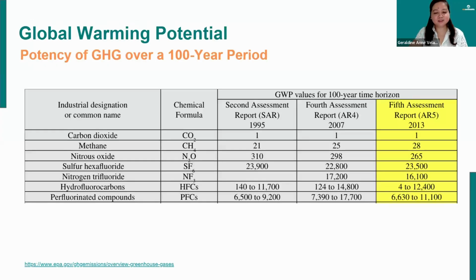All these seven gases are being tested and measured for their potency over a 100-year period, and we call it the global warming potential, based on the Intergovernmental Panel on Climate Change IPCC assessment reports. The IPCC assessment report summarizes all the scientific knowledge about climate change: what's happening, why it's happening, what could happen next, and what we can do about it.